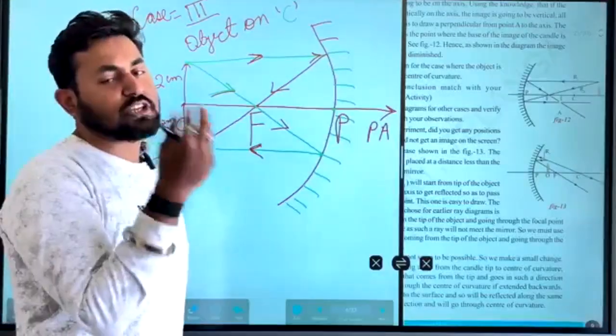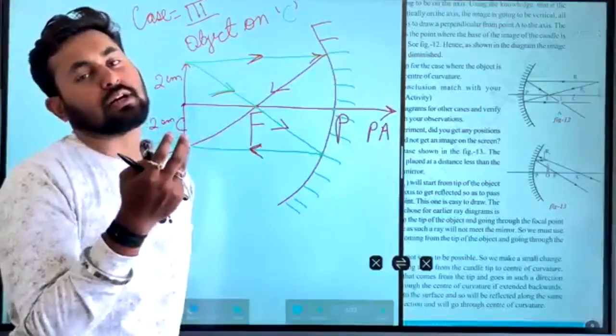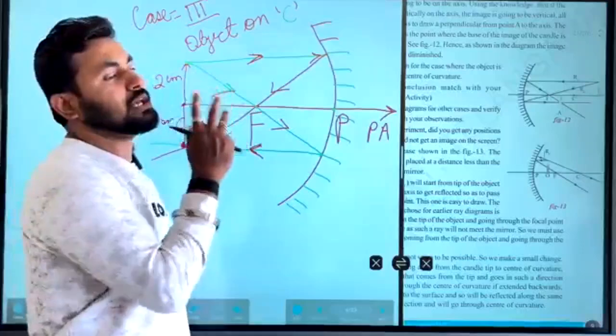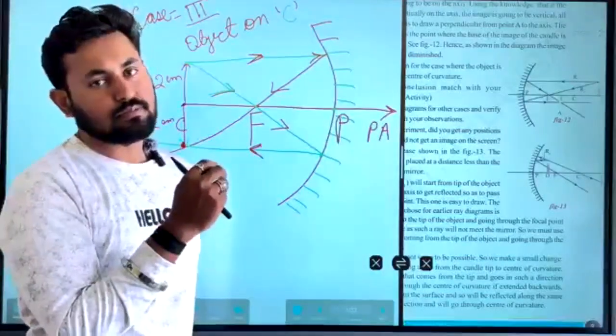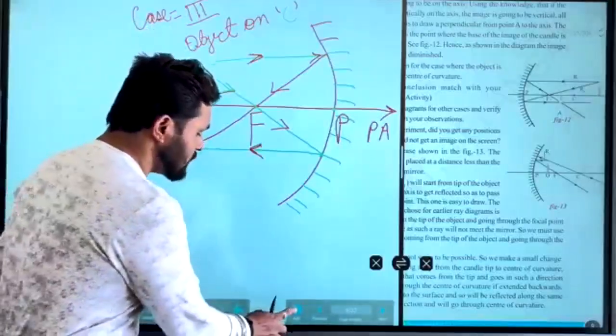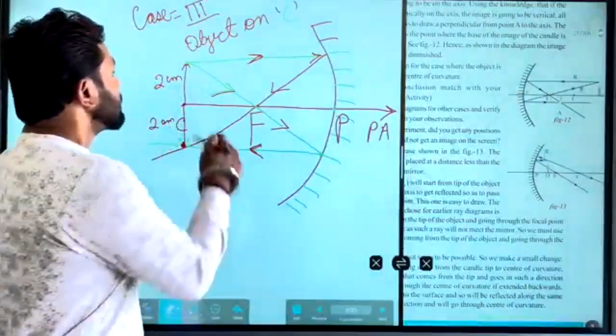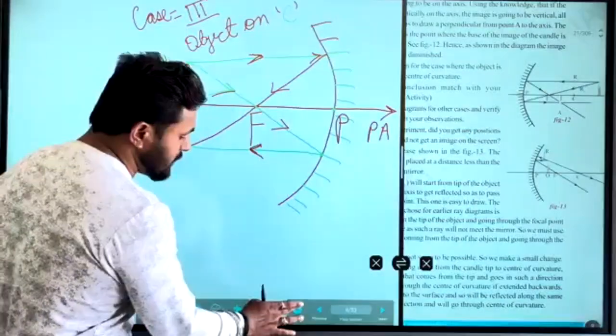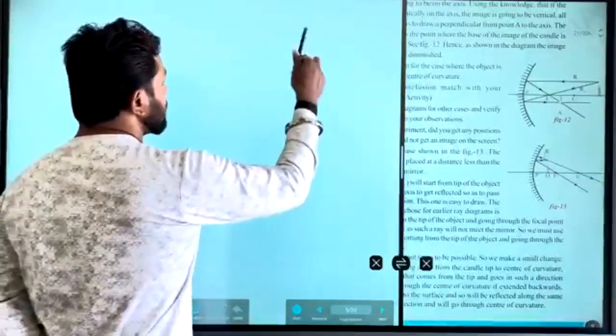This is a basic trick that you can have in your mind, so that you will remember whether any ray diagram you are drawing is correct or not. Now let's move to the next case, that is case number 4.